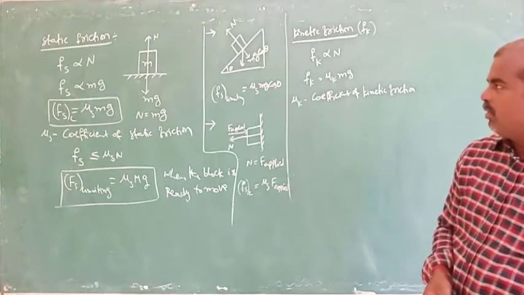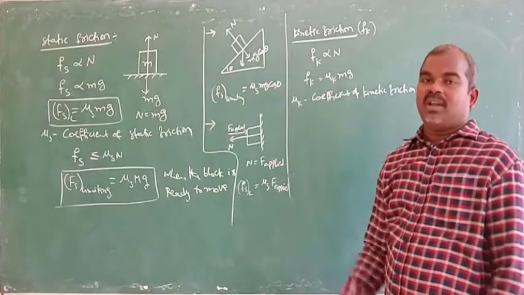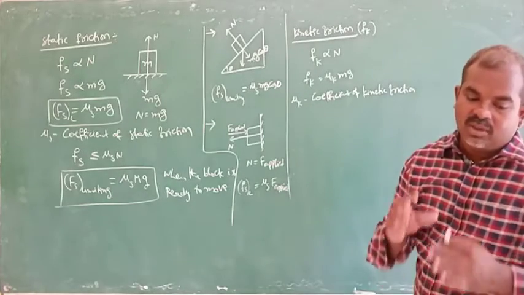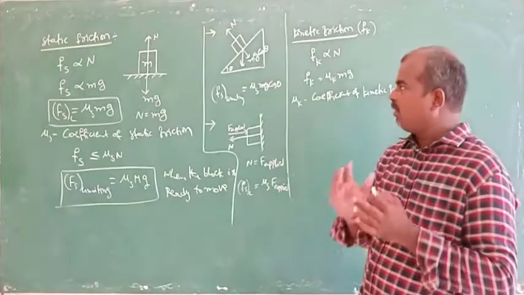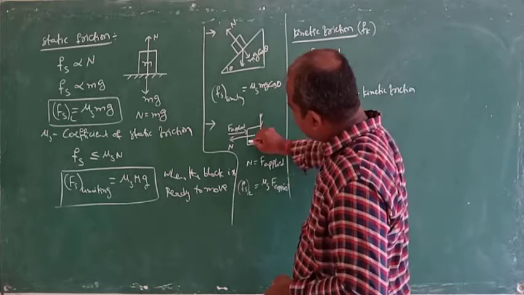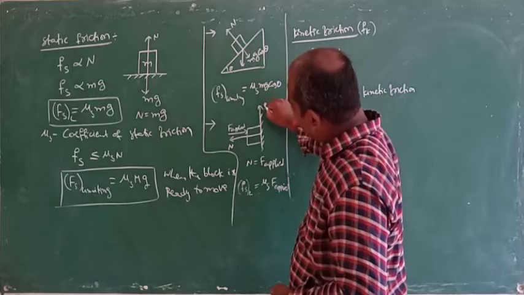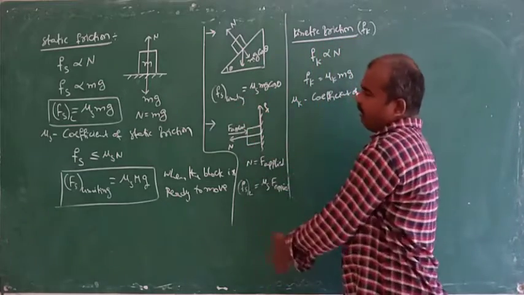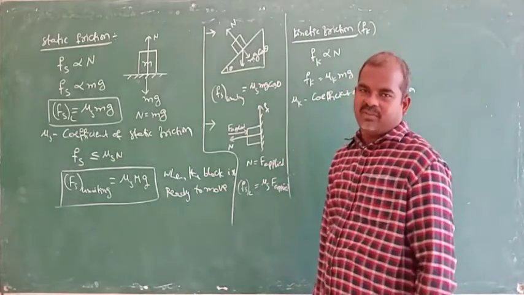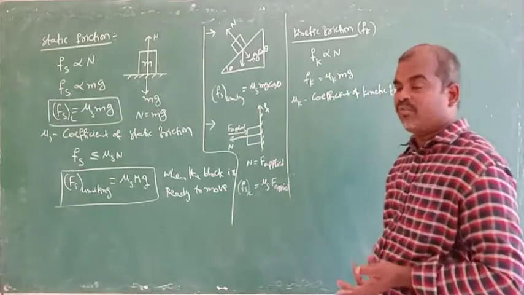So already I told the direction of frictional force is tangent to the relative motion between two objects, or tangent to where the two bodies are kept in contact. Either the frictional force is in the upward direction or downward direction, depending on which direction the block is moving. But frictional force is opposite to the direction of motion of the block. The frictional force will act opposite to the direction of motion of the block.